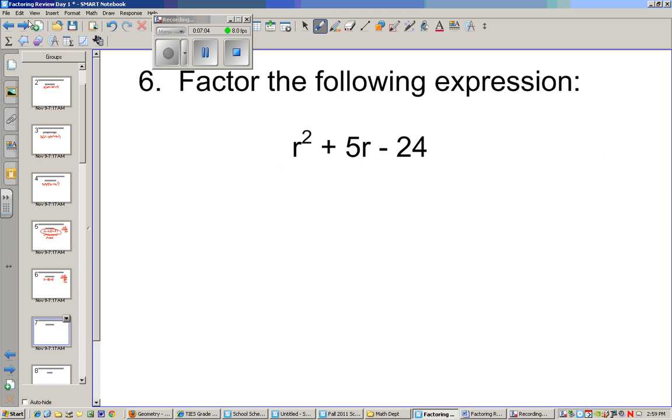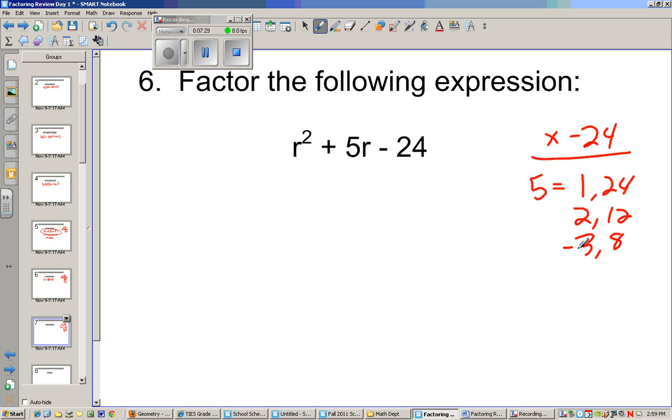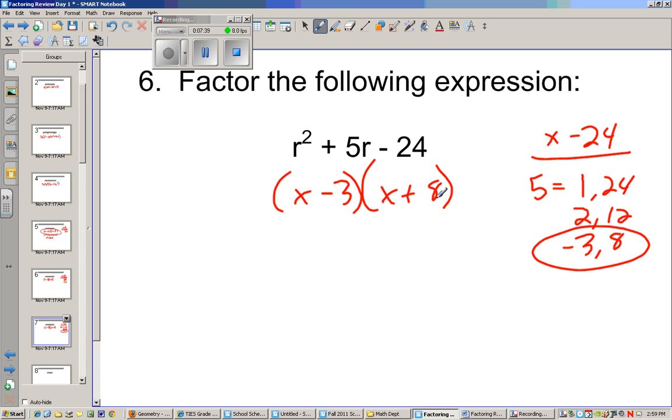All right, try this one again on your own. Pause the video. We're looking for two numbers that multiply to negative 24 and add up to 5. So we can do 1 and 24. No way we can add or subtract to get to 5. 2 and 12, not an option. 3 and 8, that one's looking good. If I take 8 and a negative 3, that will add up to 5 and multiply to negative 24. So x minus 3, x plus 8.